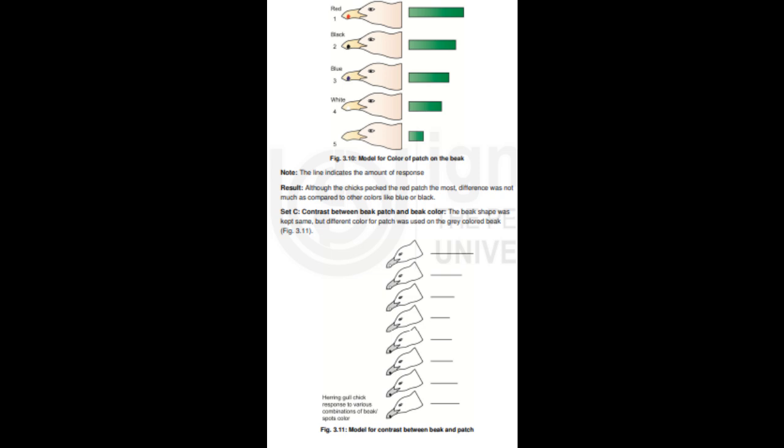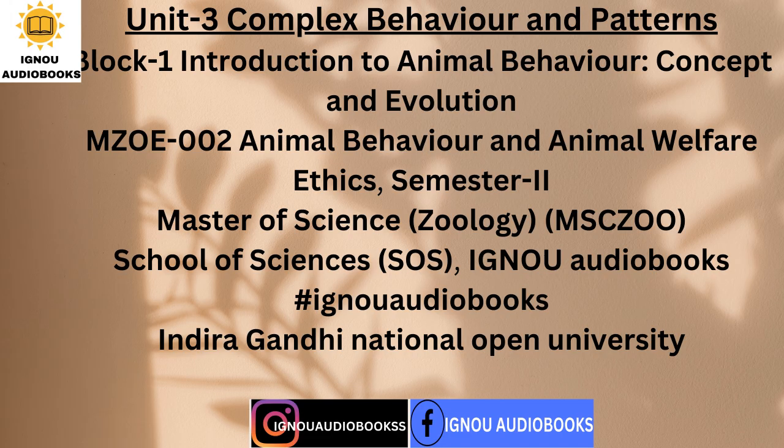Result: chicks pecked the patch which had the best contrast with the beak color. Inference: from the above experiment, it was deduced that chick behavior is highly influenced by the parameters of the model. Long elongated beaks were preferred over short broad ones. The red color patch on the beak gives the best response, and the better the contrast between the patch and its background, the more will be the response.